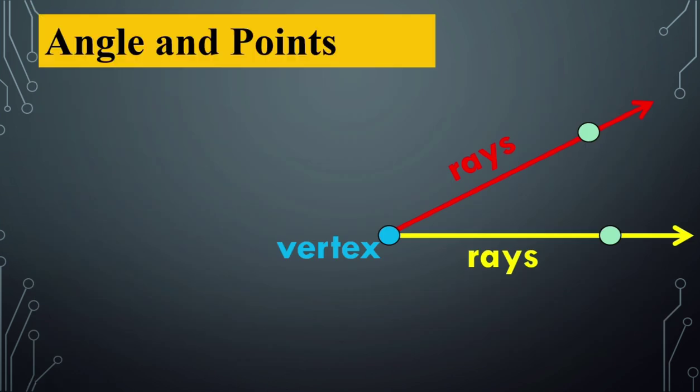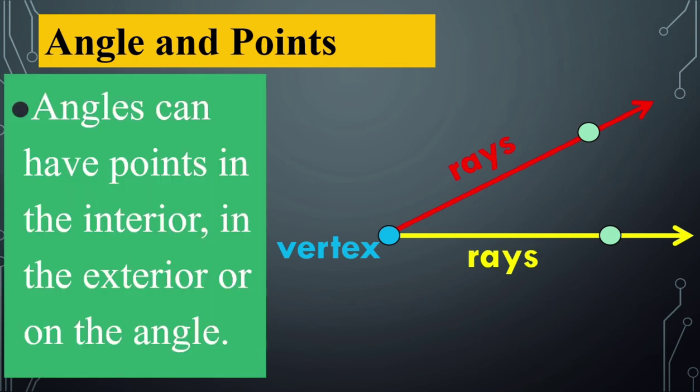Alright. Let's go to the angle and its points, because there are different kinds of points that we can see in an angle. Given the figure or illustration, we will go through them one by one. What are the points given on the angle? Angles can have points in the interior. When we say interior, interior means inside. Example, look at the given figure. I have here point D and point E. These are considered interior points because they are found inside the angle. So, points D and E are called interior points of the angle.